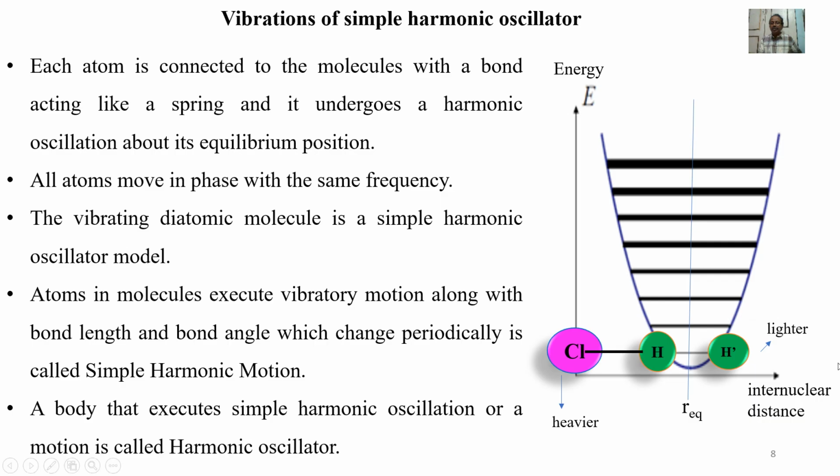Suppose the vibration is more, then we'll have more compression and more extension. It goes on. And we are going to draw the graph between E versus internuclear distance. And this point is nothing but the mean position, which is nothing but R equilibrium.